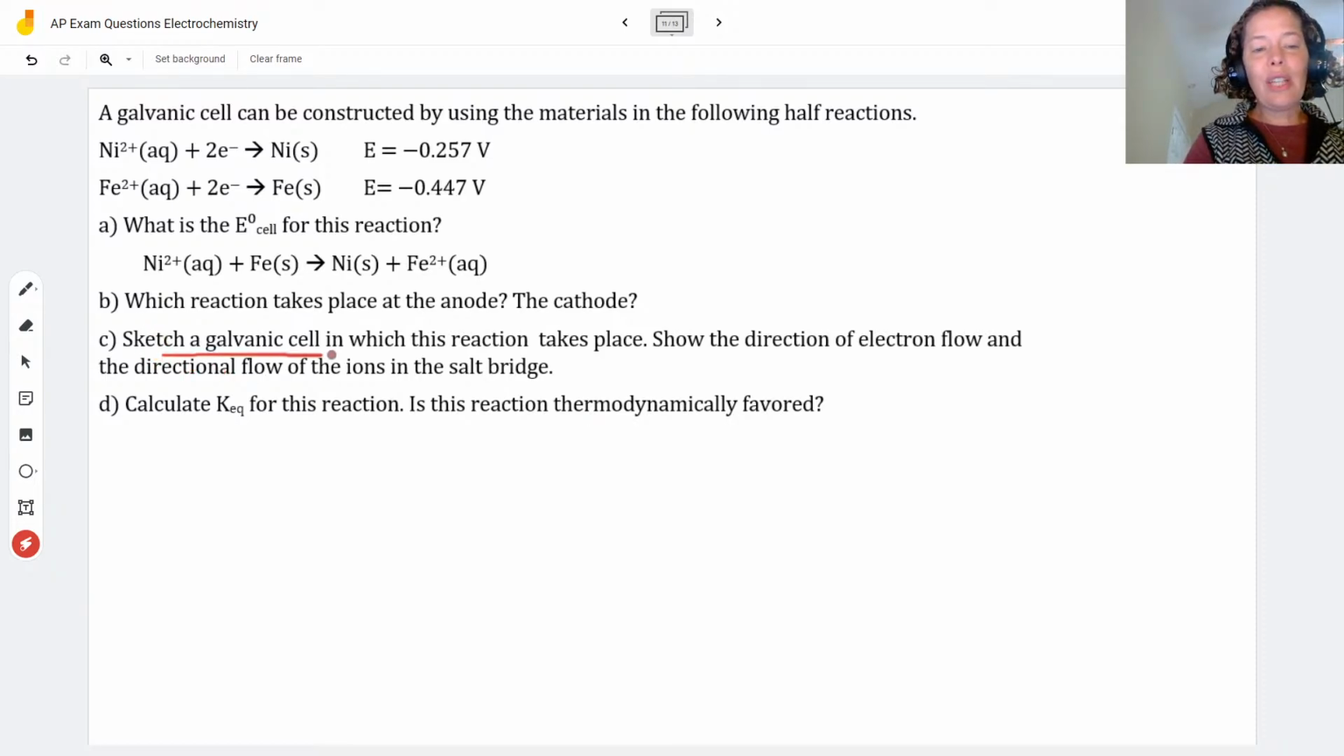And then, of course, you sketch your galvanic cell, and then they want you to show the direction of the electron flow. That's going to go from anode to cathode, and the directional flow of the ions on the salt bridge. So your cations will flow from your anode to your cathode, and your anions are going to flow from your cathode back to your anode on the salt bridge. And then again, calculate KEQ. And we were just doing this because once you have your E cell, you can calculate KEQ. And of course, even once you have E cell, you can answer this question, is it thermodynamically favored or not? You just need to know if it's got a positive E cell or not. That is a really, really, really quick overview of this last question.